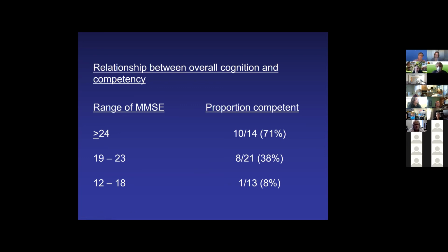So you can certainly look at the mini-mental and raise or lower your pretest probability that the person will have impairments, but you certainly don't want your mini-mental just to sort of say, oh, well, he clearly can make the decision or he clearly can't make the decision.